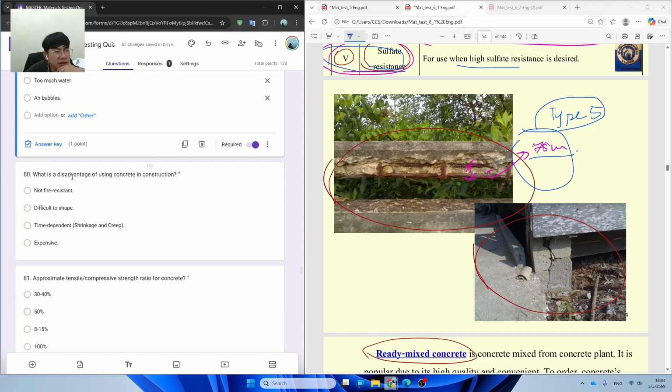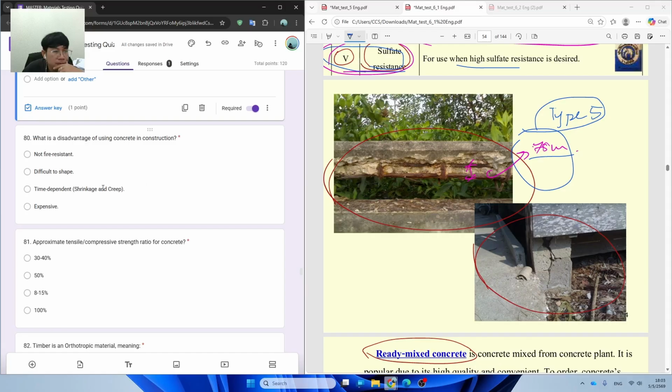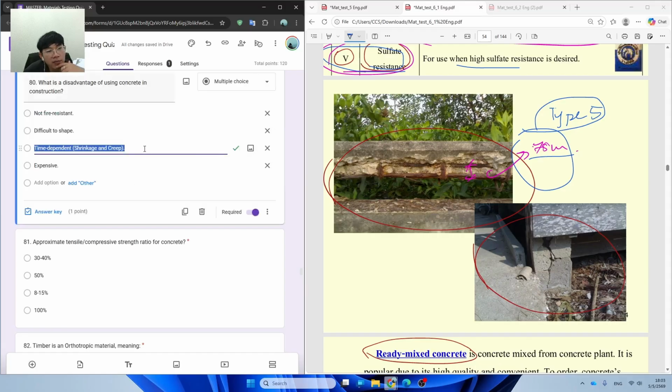And what is the disadvantage of using concrete in construction? The one point that I would like to mention is only the time dependence, which means shrinkage and creep can occur sometimes, but luckily we have reinforcement to control it. So creep and shrinkage maybe do not usually happen that much.